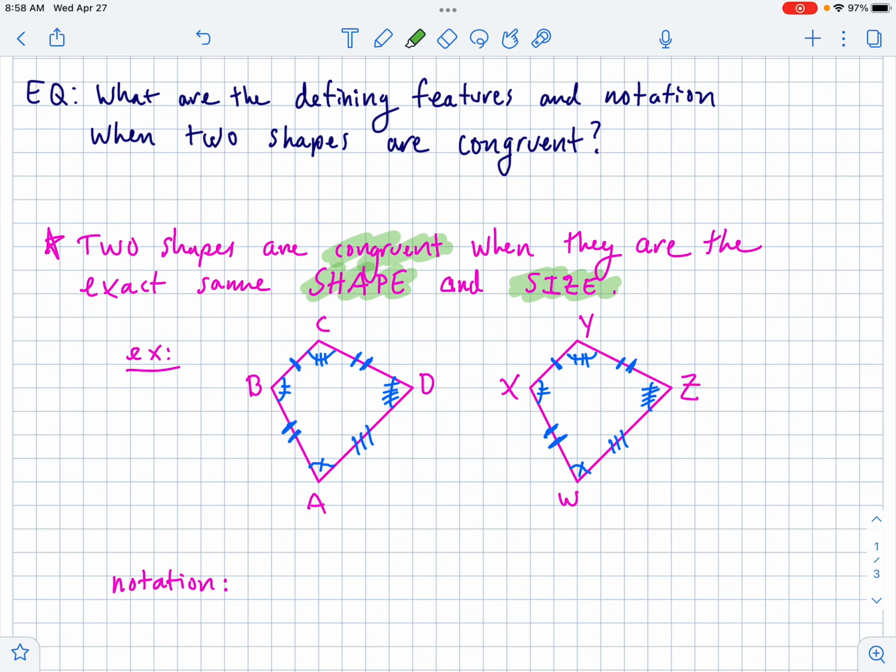Now, if I pick an order around the shape, so let's say I go A to B to C to D, if we're going to write a congruency statement, the notation, we can say that ABCD is congruent to. So that's what this shape right here means. This is the congruency symbol.